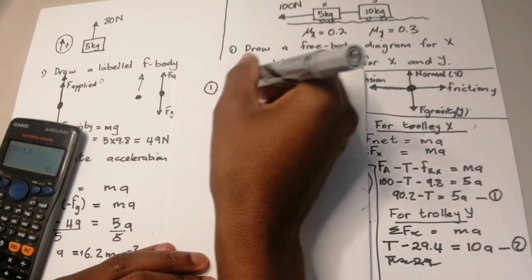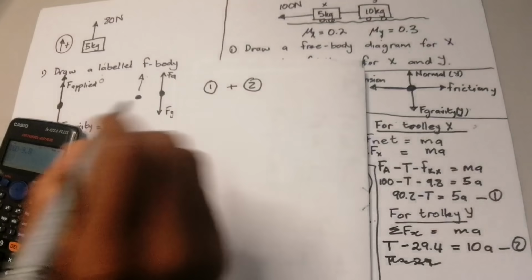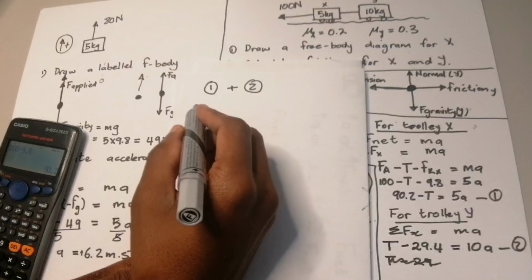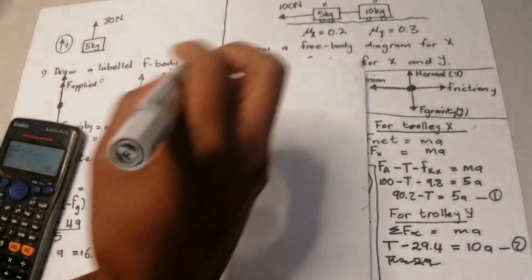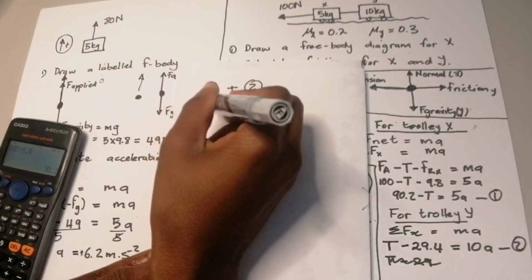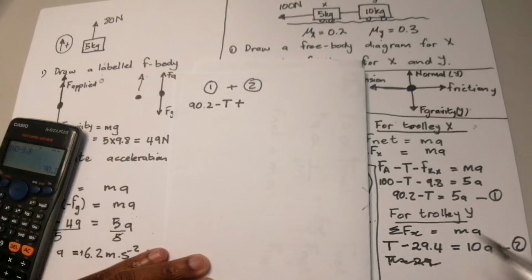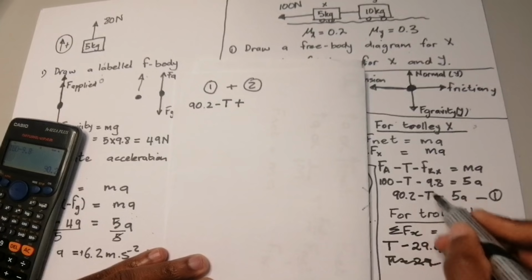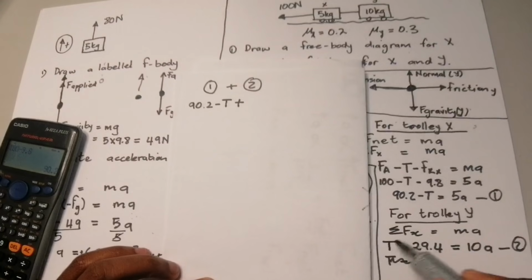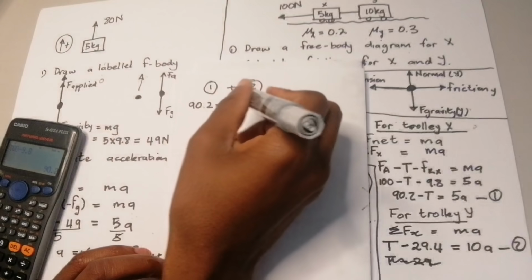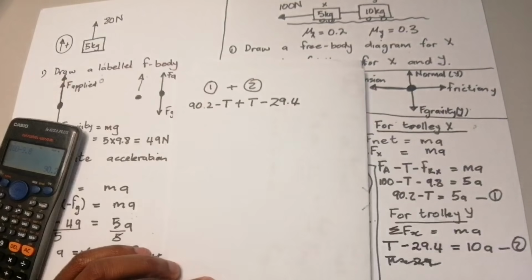I'm going to take equation 1 plus equation 2. To solve it, remember I'm still looking for my acceleration. So I'm going to take everything that's on the left-hand side of each equation and sum it up. That's 90.2 minus t, plus everything on the left-hand side of my second equation, plus t minus 29.4.